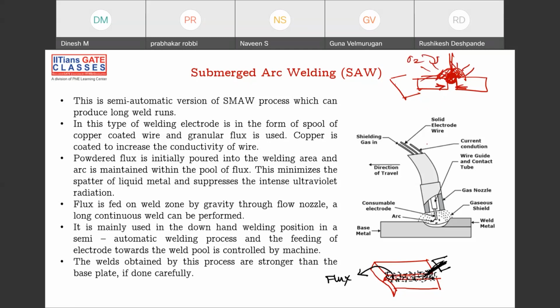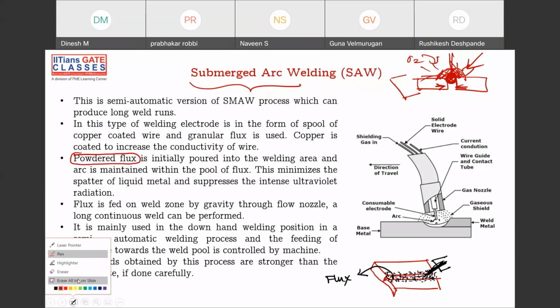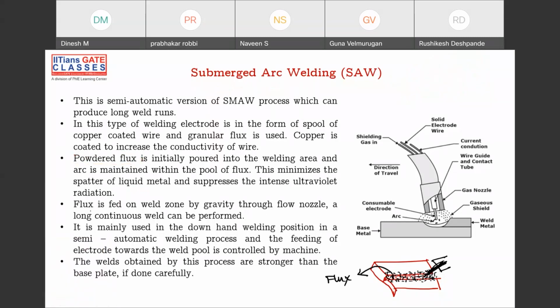Okay, and why is it called submerged arc? Because it is inside this flux. The arc which is generated is inside the flux, right? That powdered flux is there, so the arc is trapped or submerged inside this powdered flux. That's the reason why this is known as submerged arc welding.